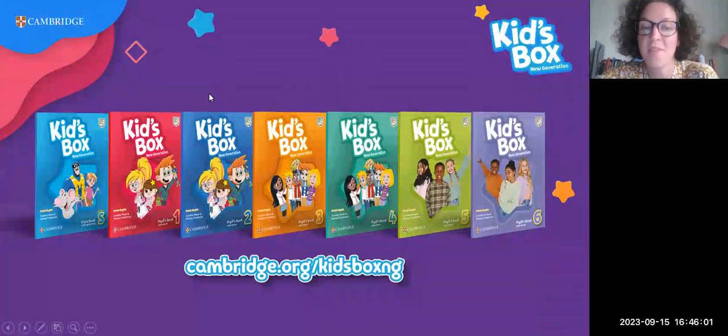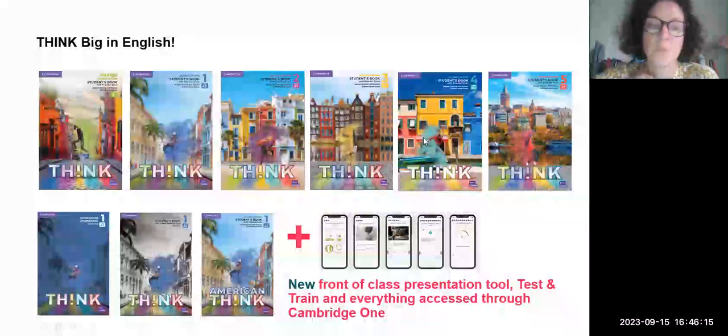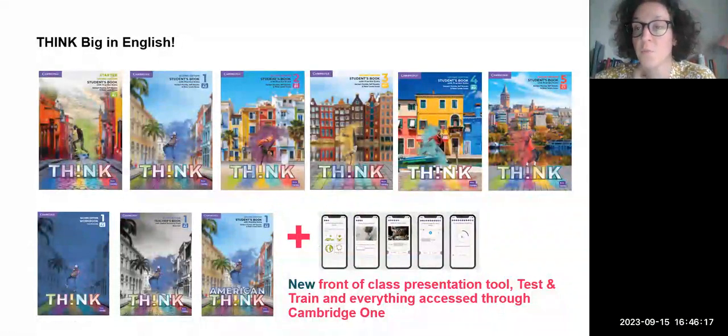And you can see we have a completely new starter level, and then from the 1st to the 6th grade. Also, we have the new edition of Think. Think 2nd edition is a really great course with more videos and much more possibilities for digital learning.